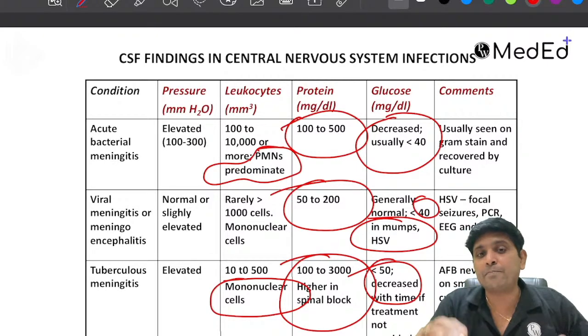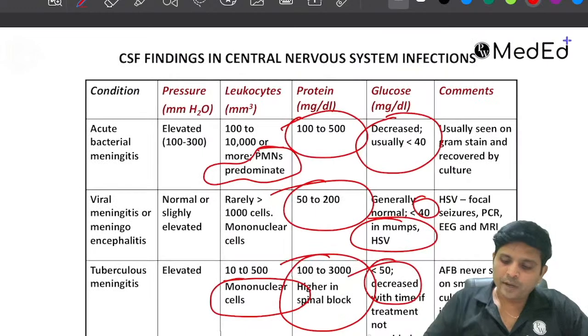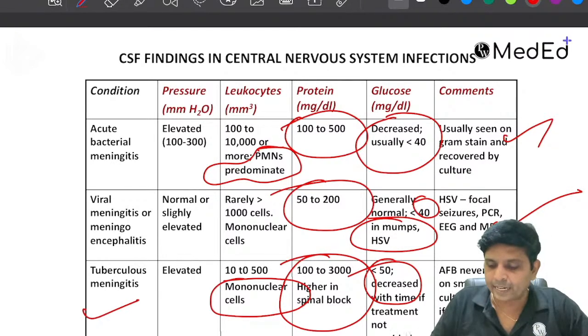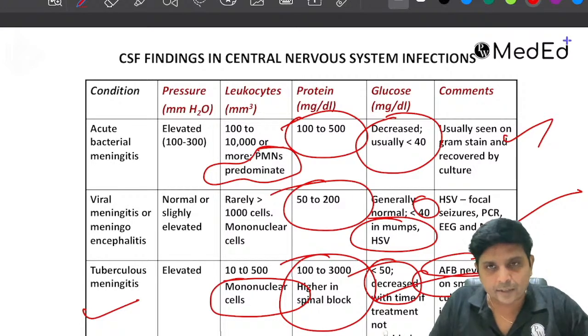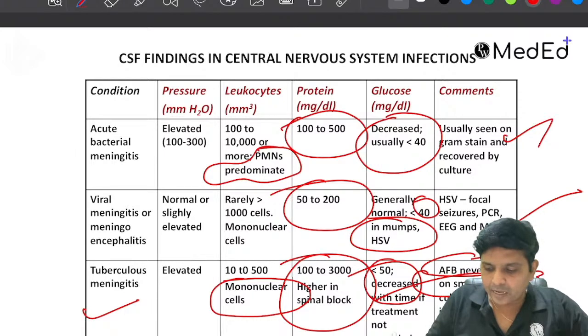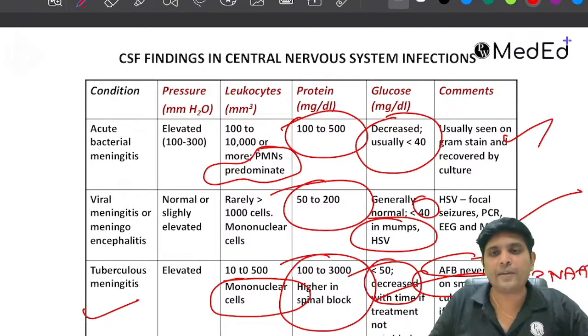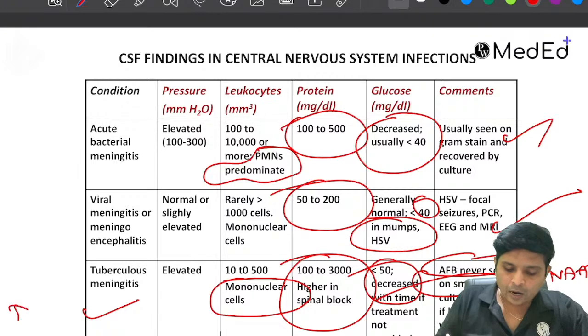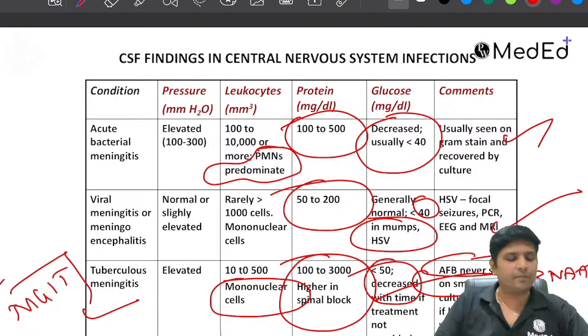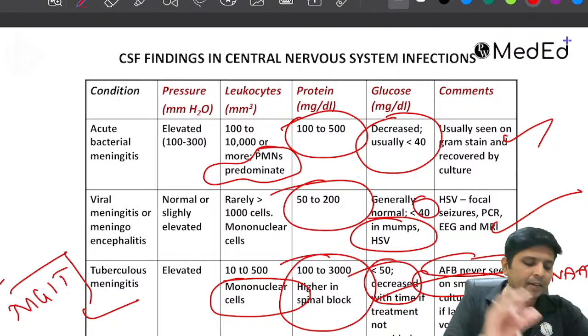I repeat, the only viral infections that reduce your CSF sugar to a very low count are mumps and, rarely, herpes simplex encephalitis. Here you need to know Gram staining. But in case of viral, CSF PCR analysis. In case of TB, we don't rely on AFB smear right now. We rely on CBNAAT, CSF PCR based analysis, or CSF MGIT, mycobacterial growth indicator tube system, which is nothing but a liquid culture.